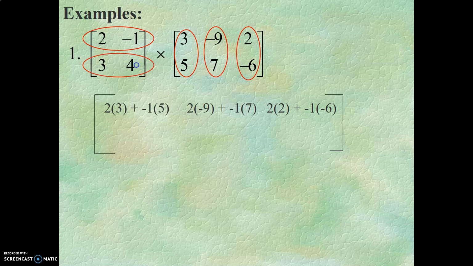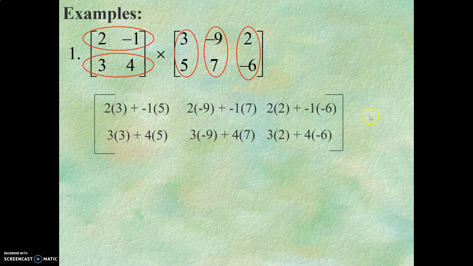This time we're going to go through my second row with my first column. So 3 times 3, 4 times 5, and you add them together. And this next one's going to be 3 times negative 9 plus 4 times 7. And that was my second row, second column. So that should be my second row, second column position. And in the very last one, this little corner spot here, I'm going to pair up 3 times 2 plus 4 times negative 6.